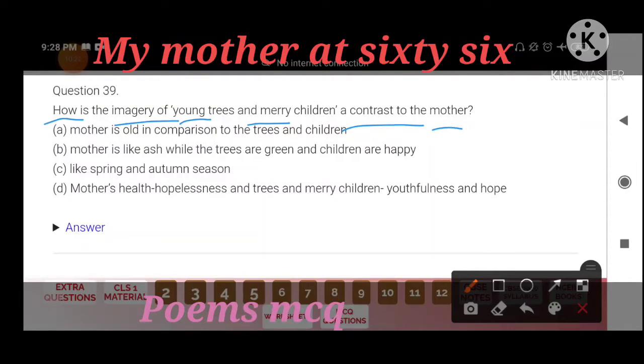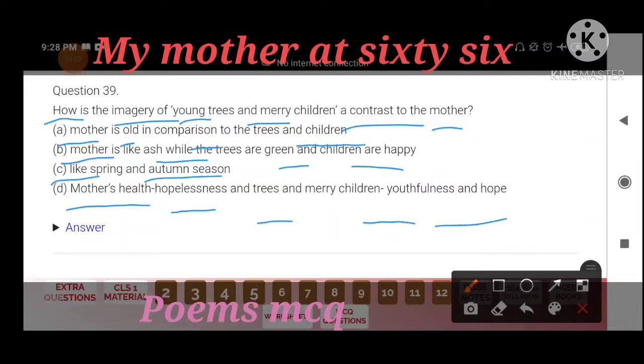How is the imagery of young trees and married children in contrast to the mother? Mother is old in comparison to the trees and children. Mother is like autumn, while the trees are green and children are happy, like spring. Mother holds hopelessness, and the trees and married children hold youthfulness and hope. So definitely this will be the answer.